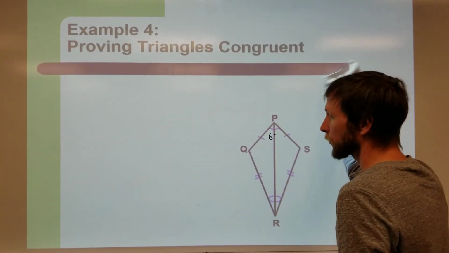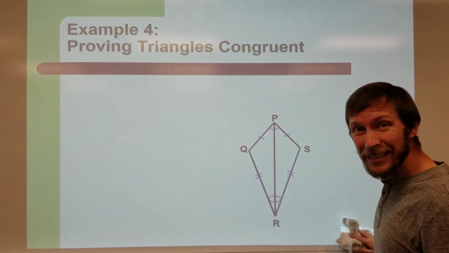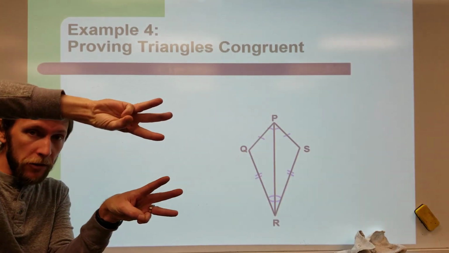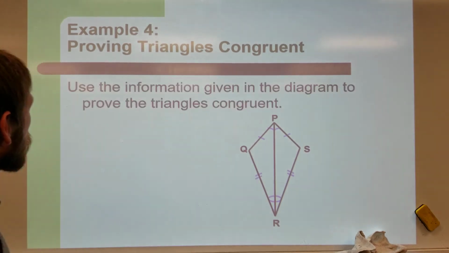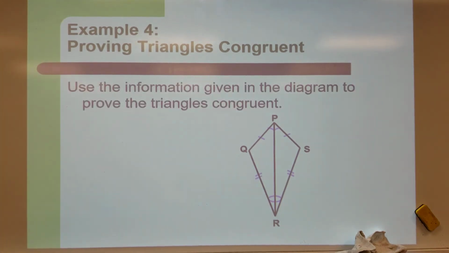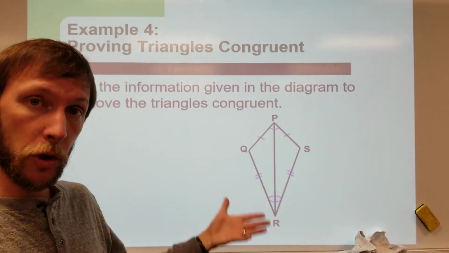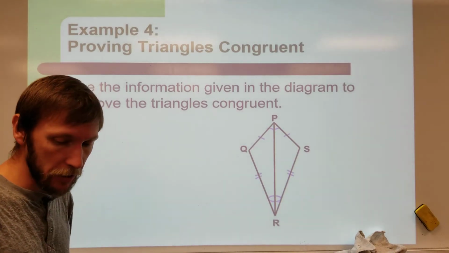All right? Yes, this is a proof. Yes, we're going to write a two-column proof. We're going to make at least 7 statements, because we're going to show that we've got 3 pairs of sides congruent, 3 pairs of angles congruent, and then we have to write our triangle congruence statement. So we are going to use the information to prove the triangles congruent. It didn't say which triangles to prove congruent, but hopefully we can figure that out and make the triangle congruence statement correctly.